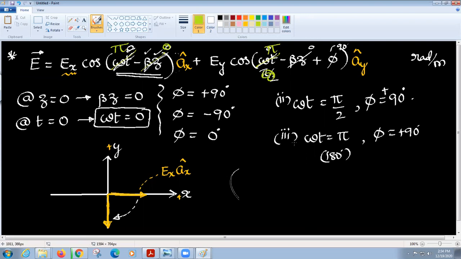So what are we going to get now? So cos(pi minus 0) is cos 180. Cos 180 is negative 1. So you get negative Ex. Okay. Now this is what here? This pi means 180 degrees. So 180 plus 90 is 270. Cos 270 goes to 0. So there is no Ey component in this case. We have only the x component, and Ex cos pi is negative Ex ax roof. So therefore, I must go like this.